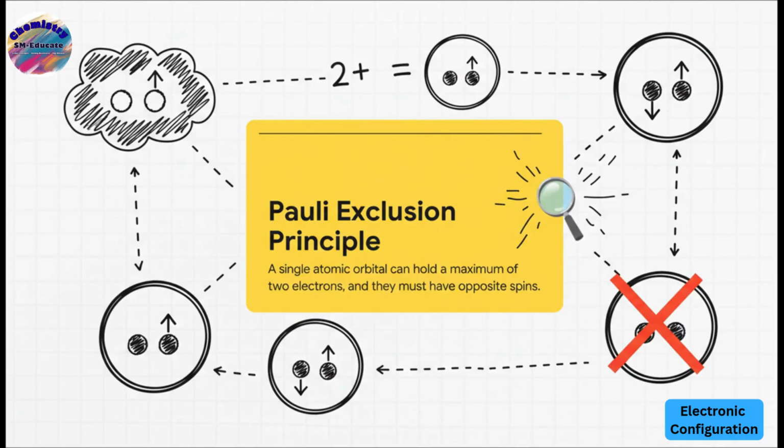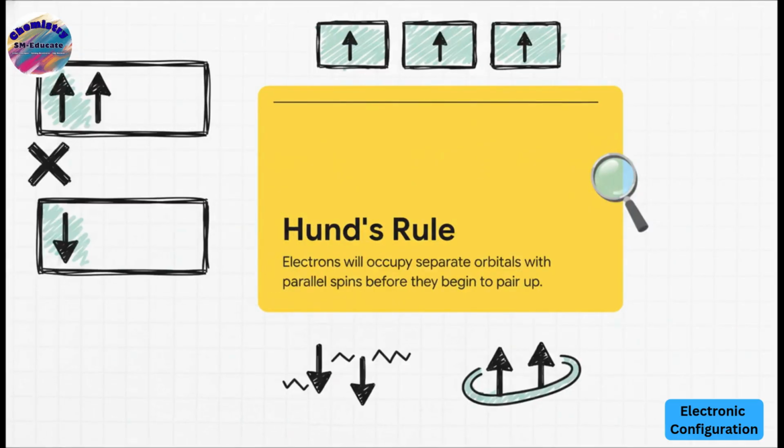Next up, we have the Pauli Exclusion Principle. This is our two guests per room rule. Any single orbital, any one room in our hotel, can only hold 2 electrons max. But here's the really weird part. If 2 electrons are going to share a room, they have to have opposite spins. So one spins up and the other has to spin down. No exceptions.